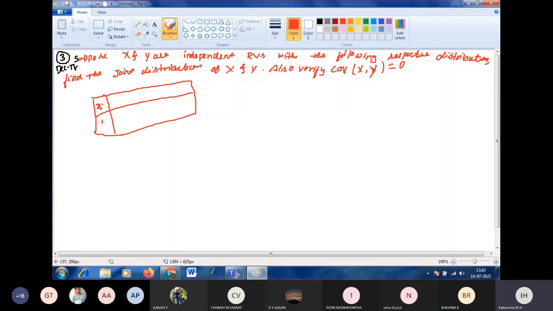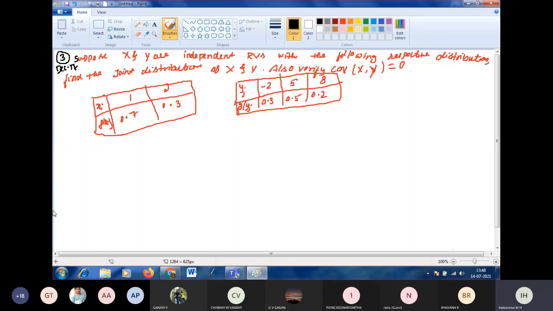xi, f of xi: 1, 2, and next 0.7, 0.3. Then the marginal values of y are given as yj, g of yj. Usually we take j for y. So this is -2, 0.3; next 5, 0.5; then 8, 0.2.